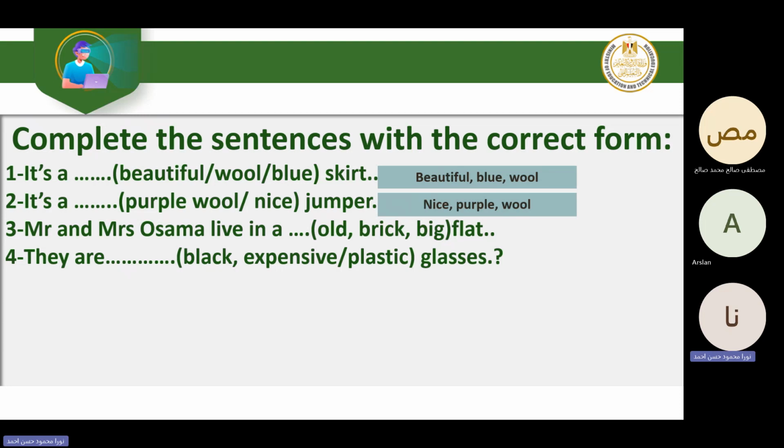Number 3, Mr. and Mrs. Osama live in an old brick big flat. So what is the correct arrangement? It's a big, size, old, age, brick, material flat. Number 4, they are black, expensive plastic glasses. So they are expensive black plastic glasses. Well done.